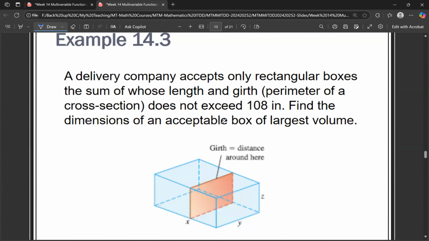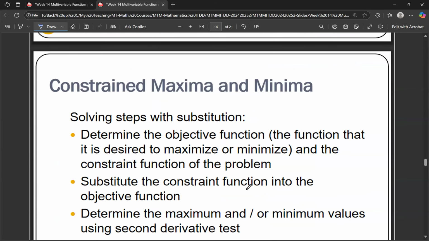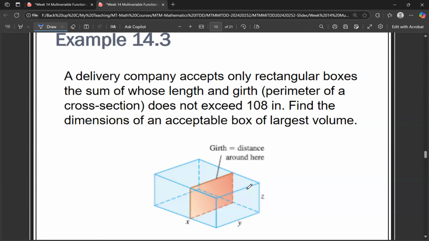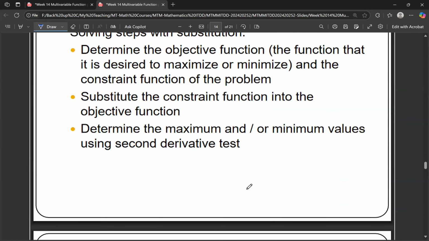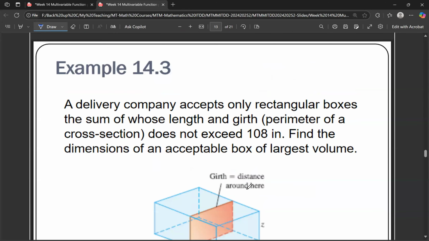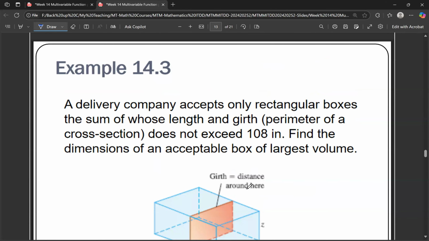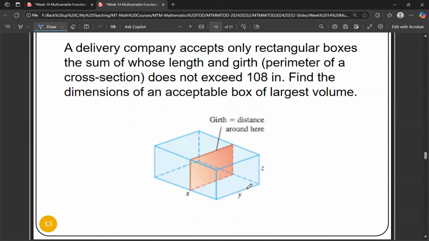There are some examples. This is the example: we have length and girth, and then find the largest. I will solve another problem for you, and for this problem, I leave it for you to do by yourself.